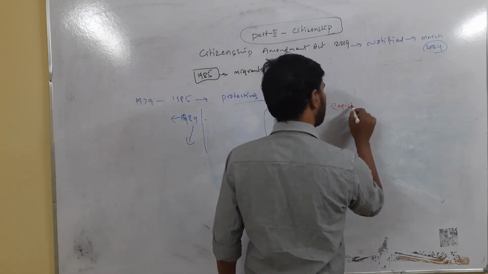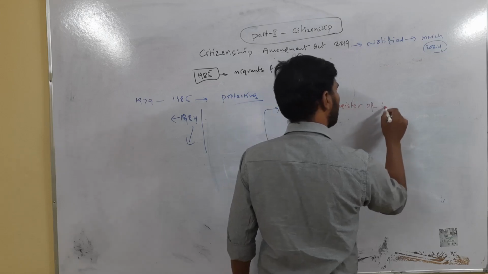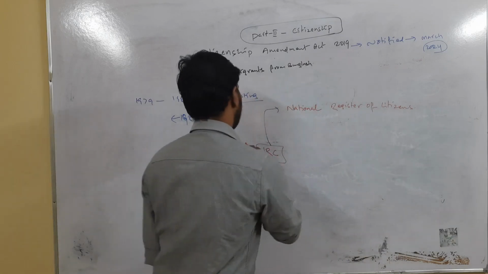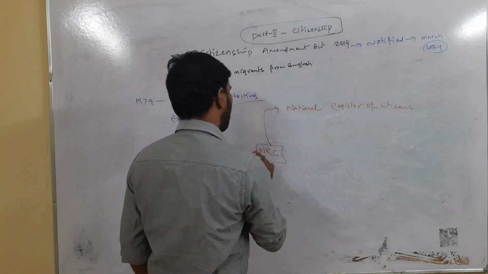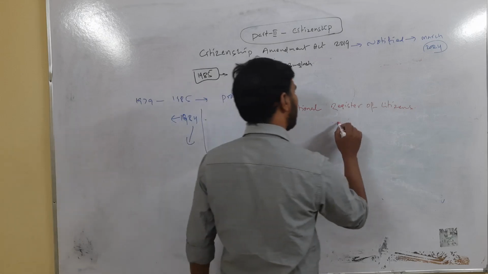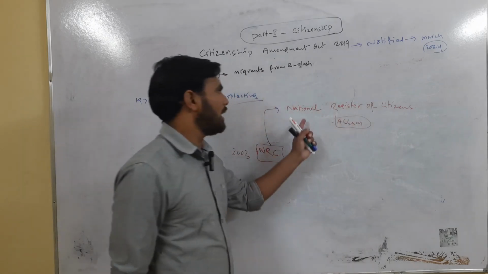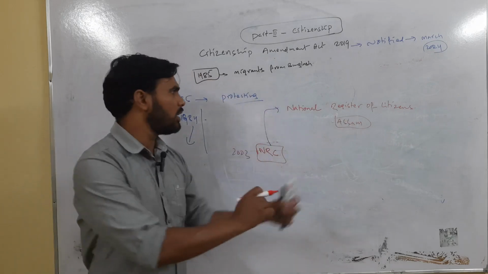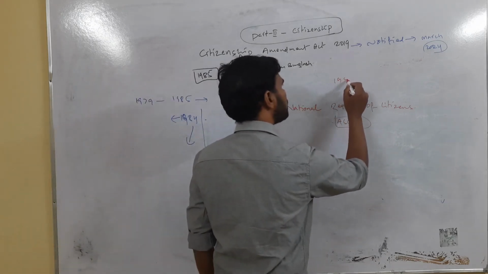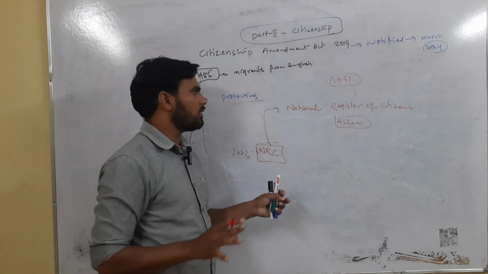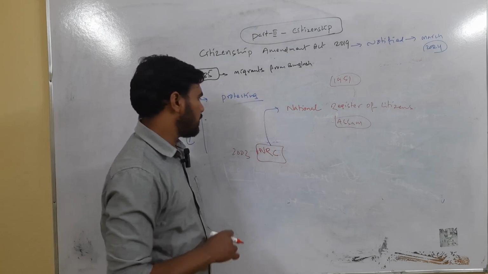National Register of Citizens. So in 2003, this NRC was brought in only for the state of Assam. One more thing you have to remember is that this NRC is not a completely new thing. It was there in 1951 also, but since then it was not updated. First of all, we will understand the concept of NRC.